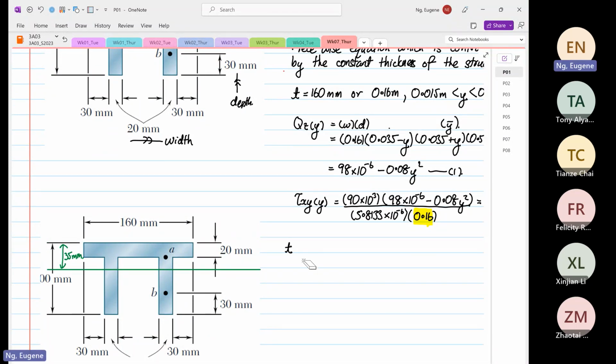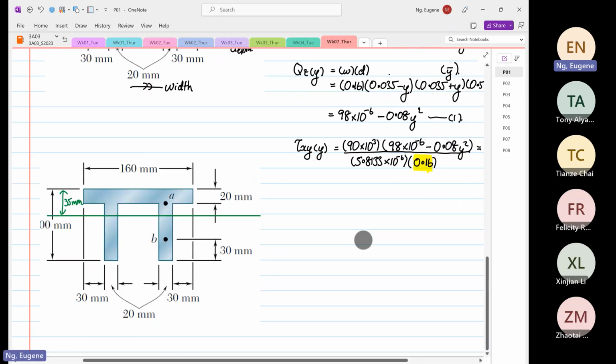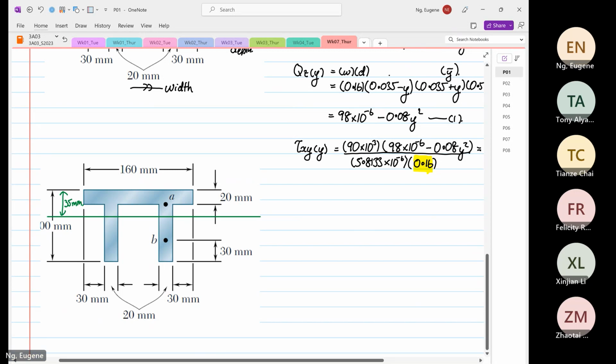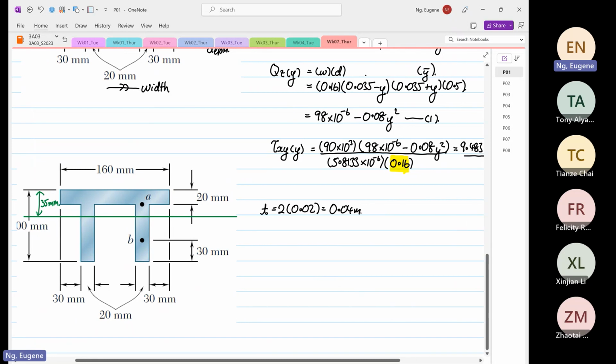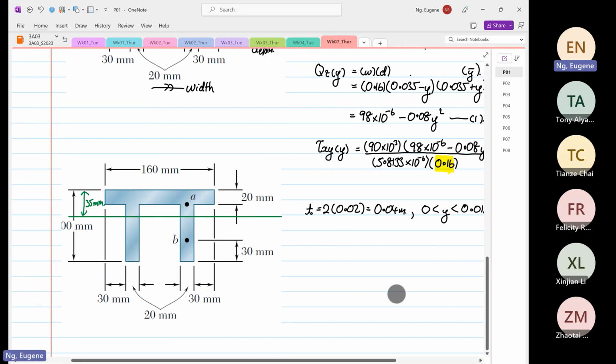Okay. So the next one we're going to do is the thickness. The thickness is equal to twice of 0.02, which is equal to 0.04 meters. And why that thickness now? Now our variable will work from 0 to y, and it goes up to 0.015 meters. Okay, and why is that?